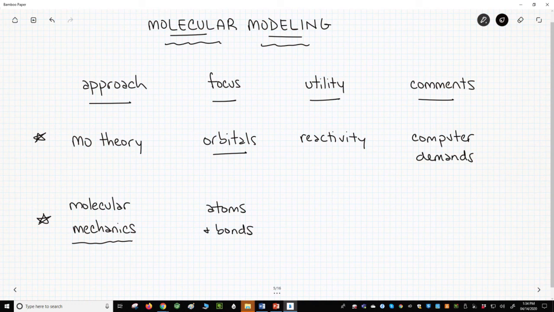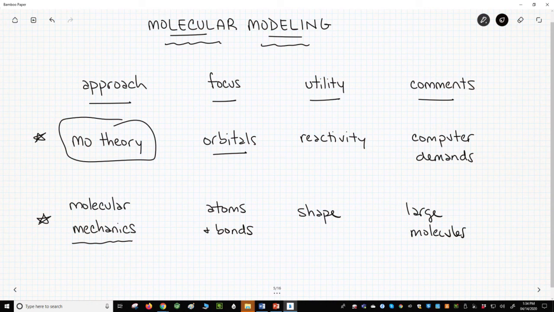Molecular mechanics is really good at predicting molecular shape and conformations. Molecular mechanics requires less computational effort and therefore can be used on large molecules. That includes even proteins with potentially thousands of atoms. For this playlist, we will only be discussing MO theory-based models, but there are other ways of understanding molecular structure.